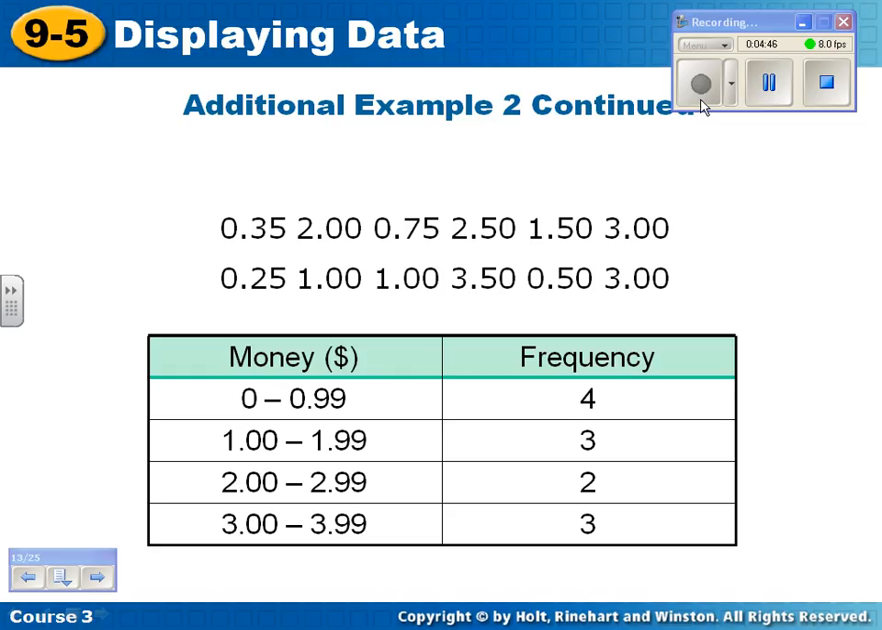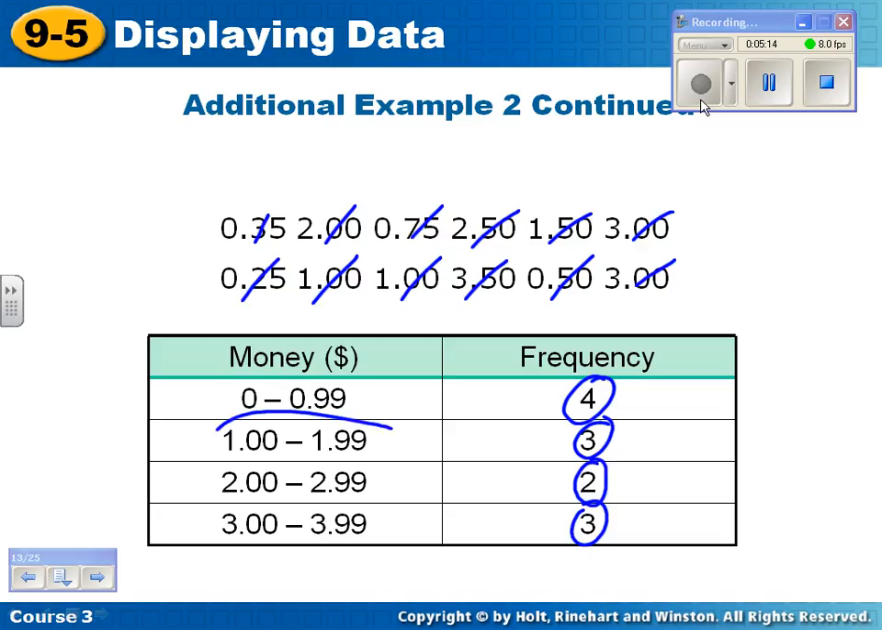So from 0 to 99 cents, that happened 4 times. So here's 1, here's 2, 3, and 4. So that happened 4 times. From $1 to $1.99, we've got 1, 2, and 3. From $2 to $2.99, we've got 1 and 2, and then from $3 to $3.99, we have 1, 2, and 3. So there's our frequency table.